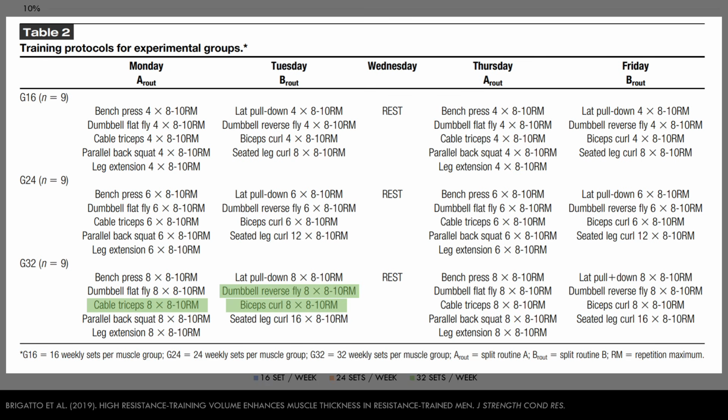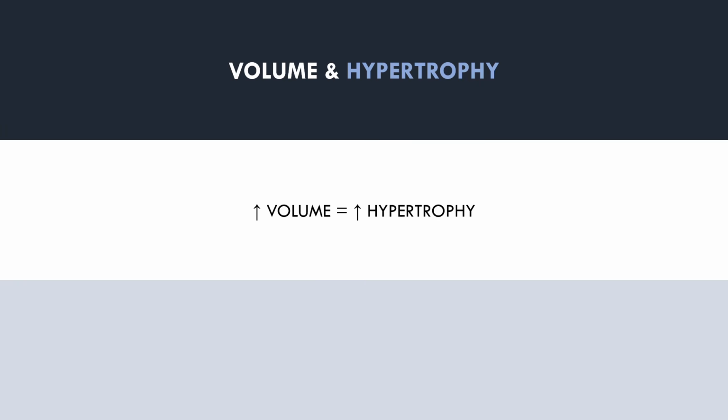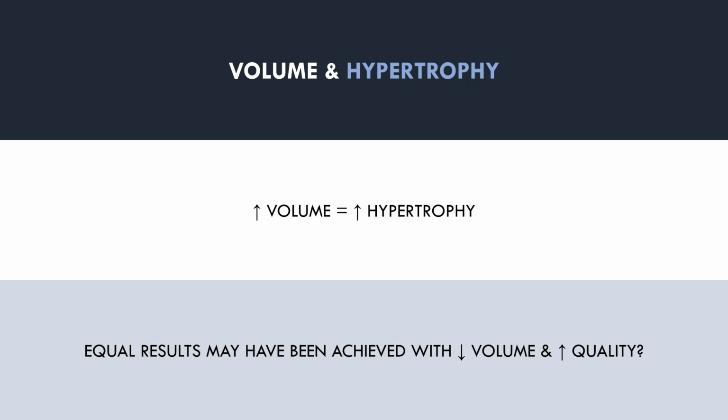For example, performing 8 sets of back squats, bench press, or lat pull downs to failure with 60 seconds rest, it is almost impossible to maintain good performance, effective technique, and a high training quality. So the research tends to show that more volume is better for muscle growth. However, maybe we could have gotten equally as effective results with lower volumes and high training quality.